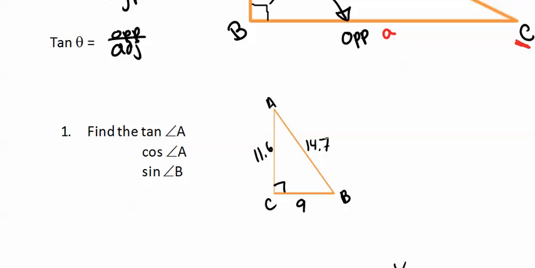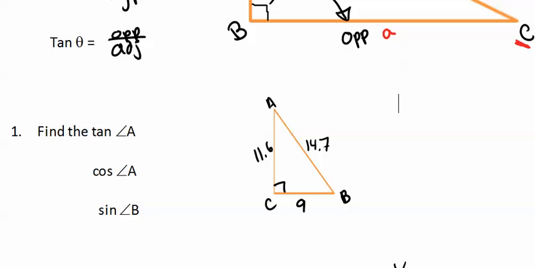What we're going to do in this example is look at the following diagram, and find the following trig functions from the following angles. We'll find tangent of angle A, cosine of angle A, and finally sine of angle B. Again, when you're looking at these, it's important to figure out what angle you're actually using as a perspective.